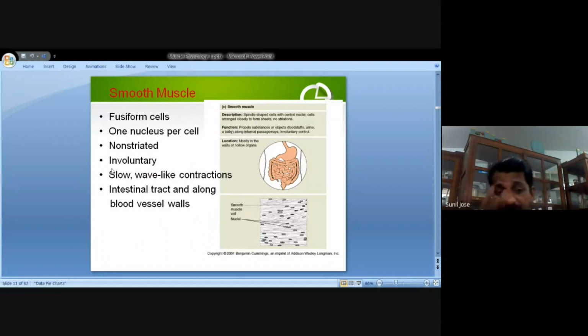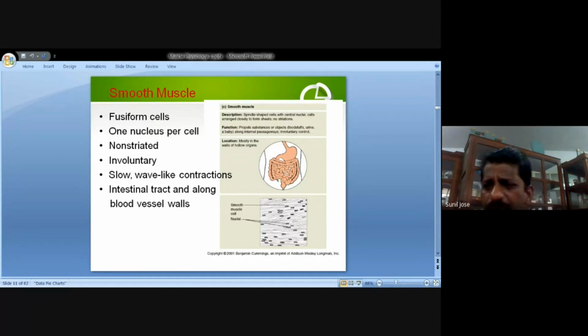And another feature is that they are involuntary. The word involuntary means we cannot control the action of this smooth muscle. They are working automatically. There is no control from our brain, especially from our conscious brain. So according to our wish or desire, we cannot control the action of this smooth muscle. Smooth muscles are mainly present in the walls of blood vessels, the walls of our stomach, and the walls of our intestine. These are the three areas where we can find the maximum concentration of smooth muscle.